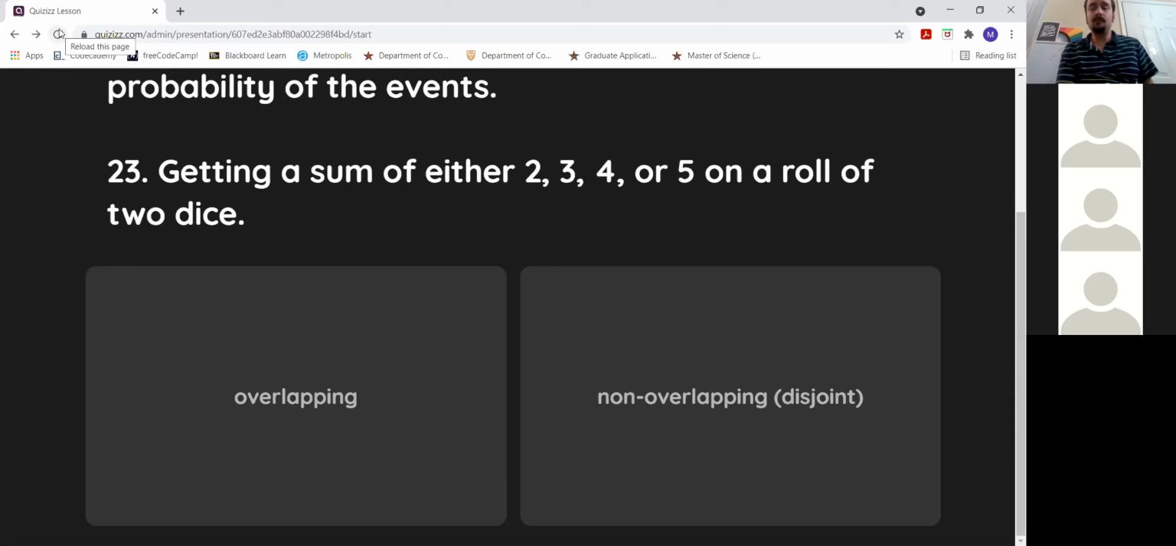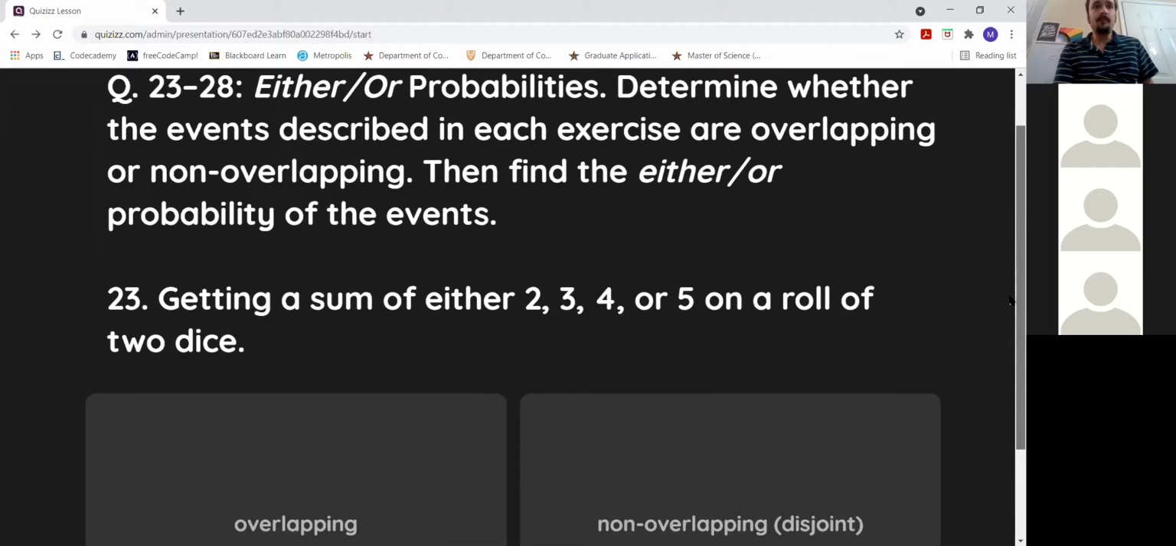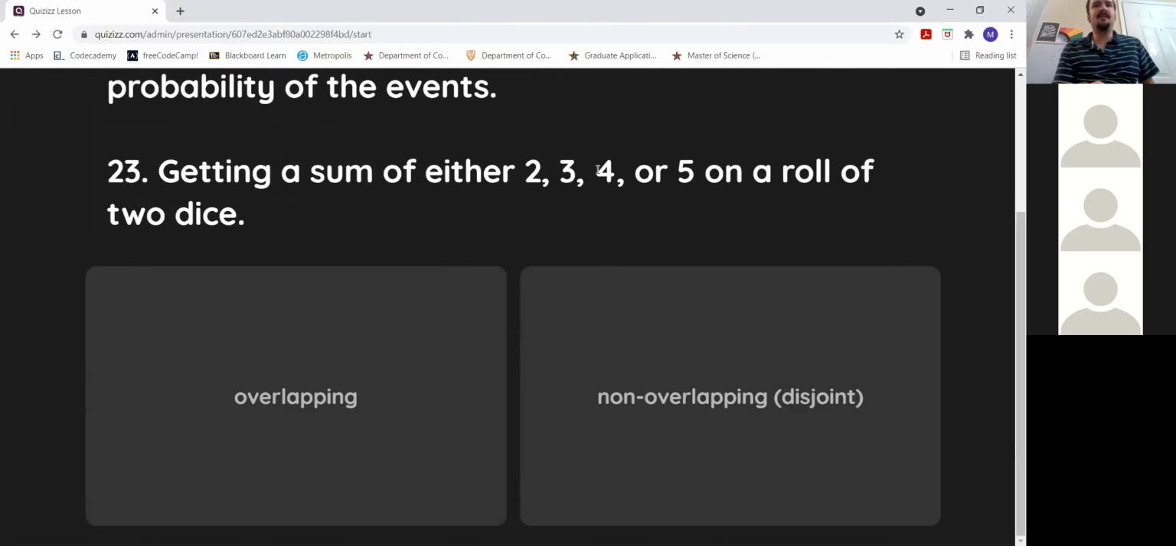Wait, I'm still confused. Can you explain it again? Okay, so we're talking about getting a sum of 2, 3, 4, or 5 when we roll 2 dice. And overlapping means that these can happen at the same time. Non-overlapping means these cannot happen at the same time.